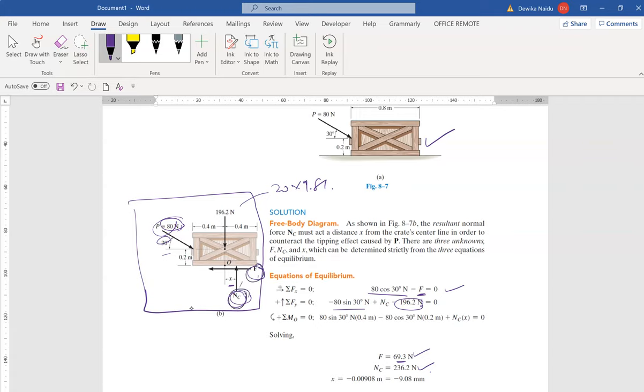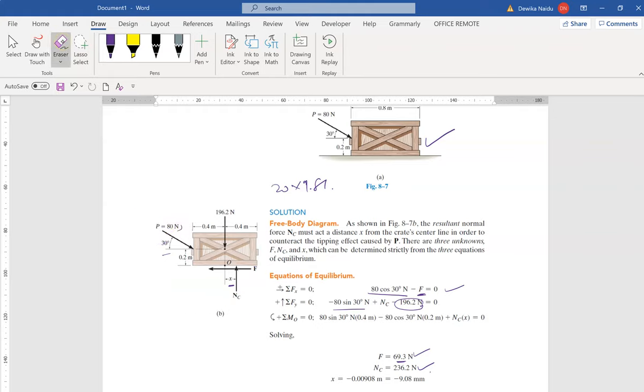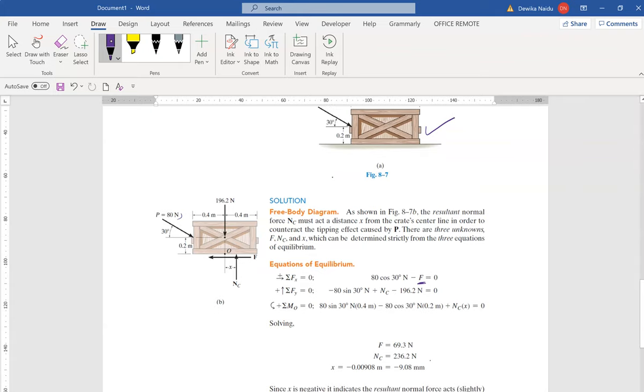So you need to calculate your x. How do you calculate it? We take moment. You can take moment at point O. If you take moment at point O, 196 multiplied by 0, that's the reason why they didn't even write it here. NC multiplied by x goes anticlockwise, so that's positive.